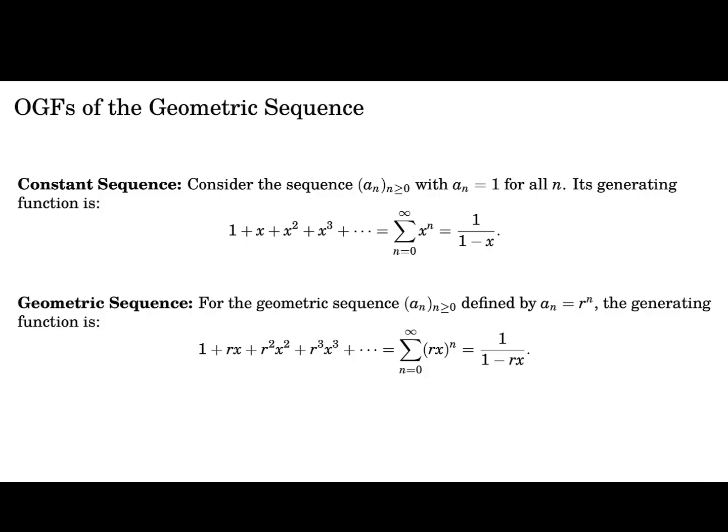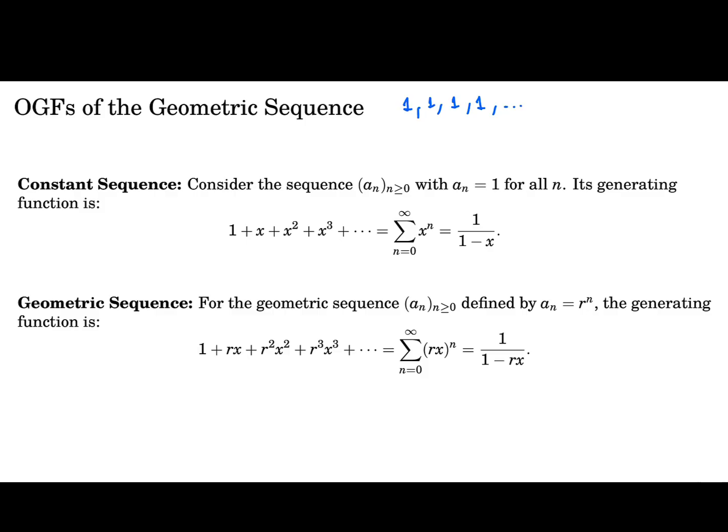So first, if you consider the sequence just of ones, so a0 is equal to 1, a1 is equal to 1, a2 is equal to 1, all the a_i's are equal to 1, then you have this here. So this is the power series you get: 1 plus x plus x squared plus x cubed and so on. And we already saw that, just using the geometric series identity, you can write this as 1 over 1 minus x, right?